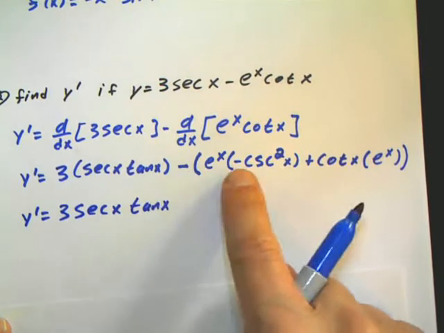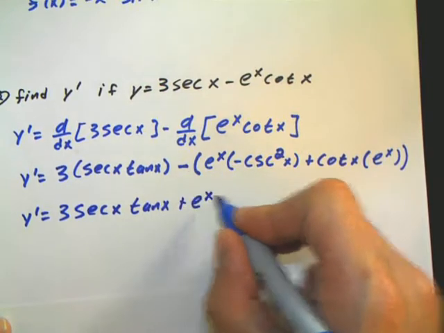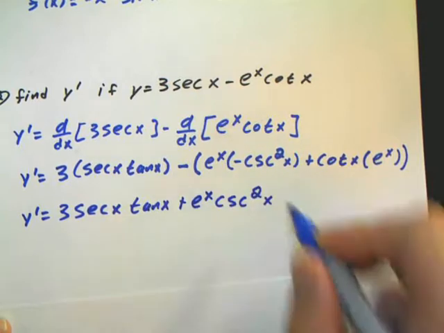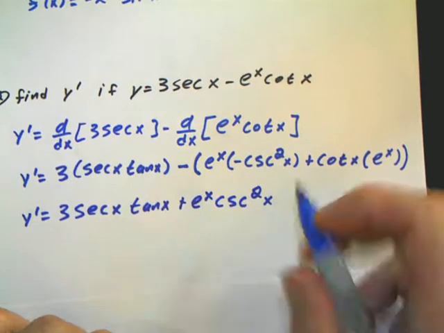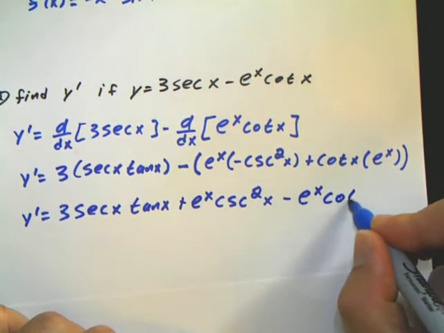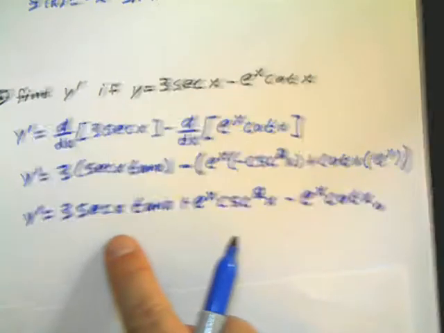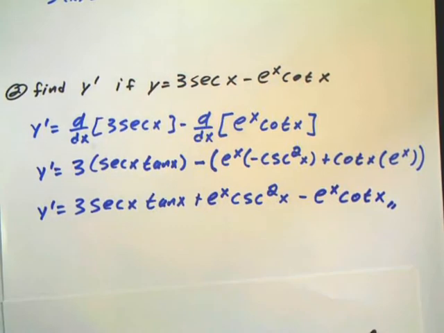This negative multiplied by that negative is going to be a positive e to the x cosecant squared x, and this negative distributed to this positive is going to be negative e to the x cotangent x. And this weird looking long expression is my derivative to the initial problem.